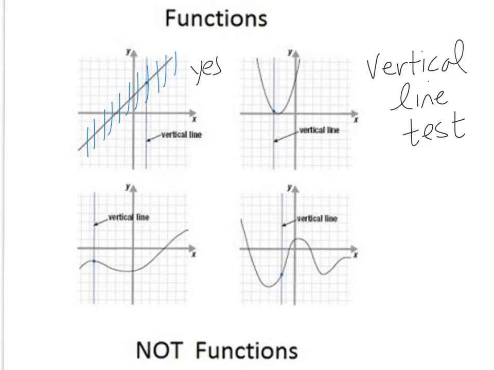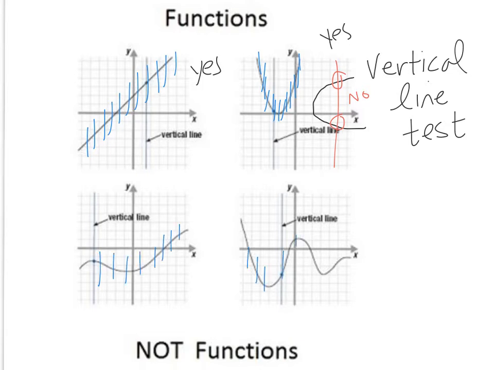So with this parabola, if it's a quadratic like this, it makes a U. If I draw an infinite number of vertical lines, I never cross twice. So this one is yes, a function as well. But if I make a sideways U and I draw vertical lines, it's crossing twice. So this would not be a function. This one is a function. This one is a function.